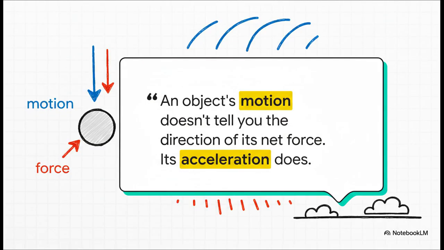This just hammers home one of the most fundamental rules in all of physics. You can never, ever assume that the direction of an object's motion is the same as the direction of its net force. An object can be moving up while it's accelerating down. It's the acceleration, the change in velocity, that tells you the true direction of the net force.